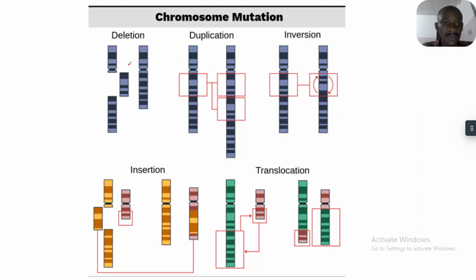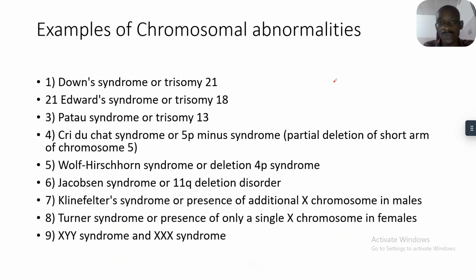Now you could see deletion. You could see this strand is being deleted. You see duplication. You could see this strand is being duplicated to this and this. Inversion. You see this strand is being inverted, turned upside down on the other side. So these are different forms of chromosomal mutation.